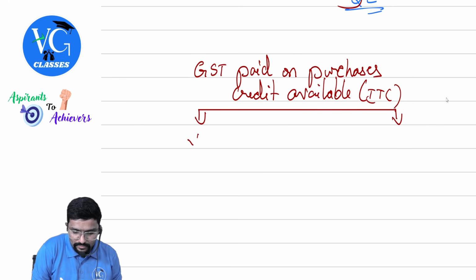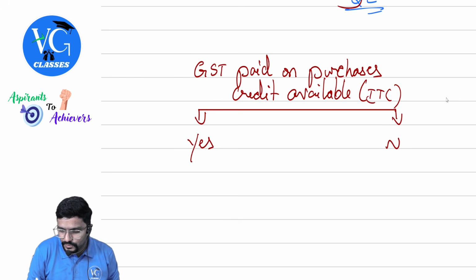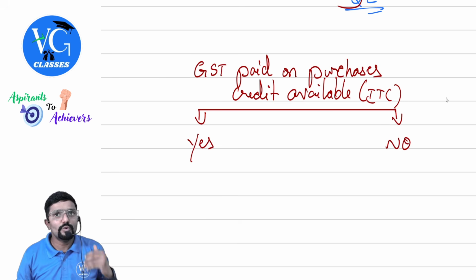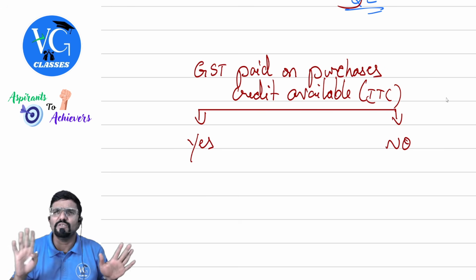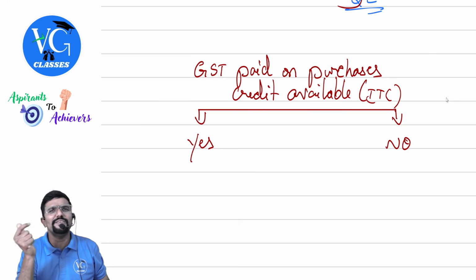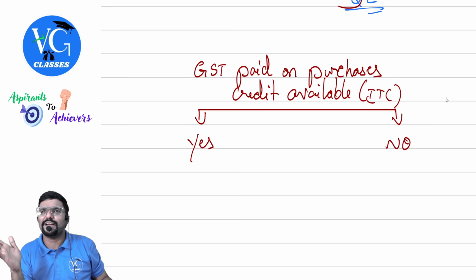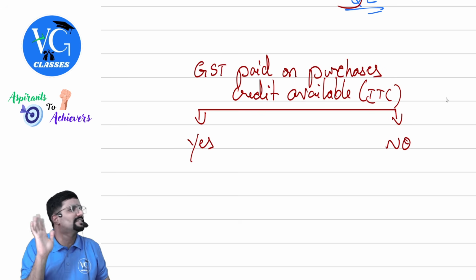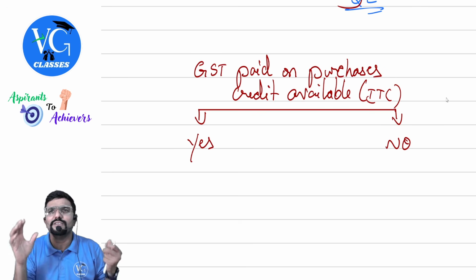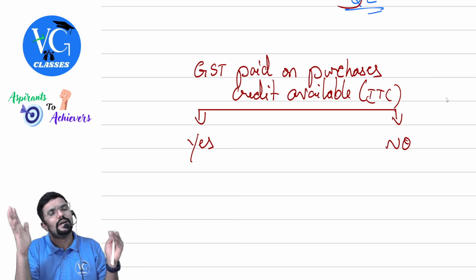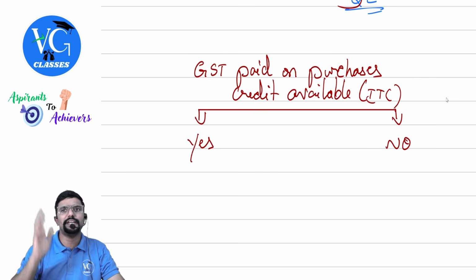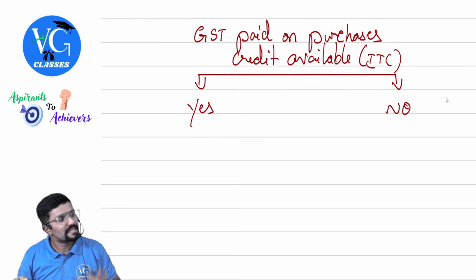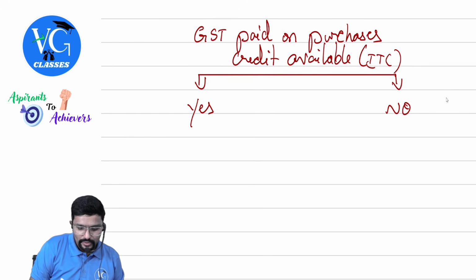Yes or no. And sir, to know whether credit is available or not, should we know the GST provisions for costing? No, no. They will only give the hint in the question. They will tell whether credit is available or credit is blocked. If nothing is given, assume credit is available. If nothing is given in the question and they have just given GST paid on purchase is so much, assume credit is available. If they say credit is blocked in GST, credit is not available, then what do you do? Add. If yes, credit is available, then don't add.